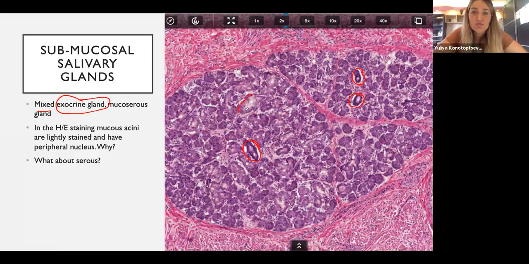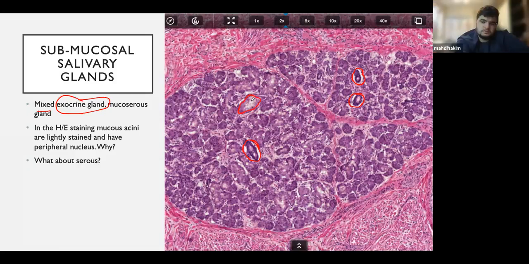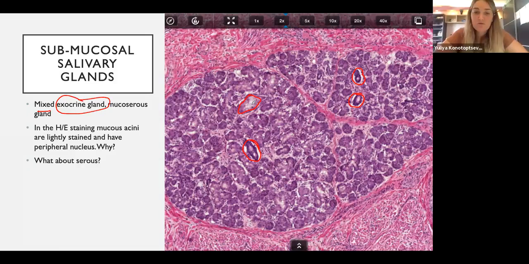Which acinus is this? Serous acinus. It's very pale, as you can see. So this is mucus acinus. Which acinus is this? This is the serous, right? So this is the serous acinus. What is this?